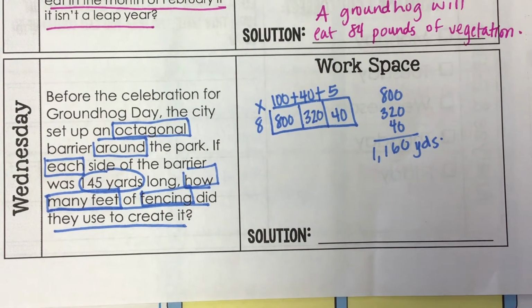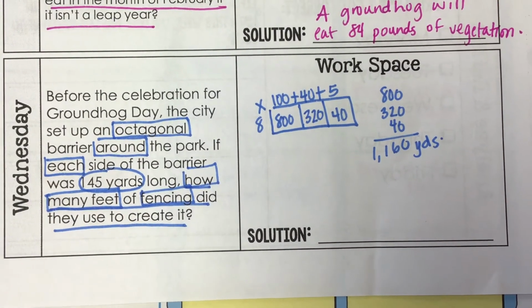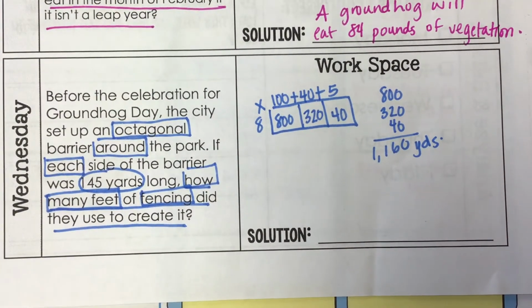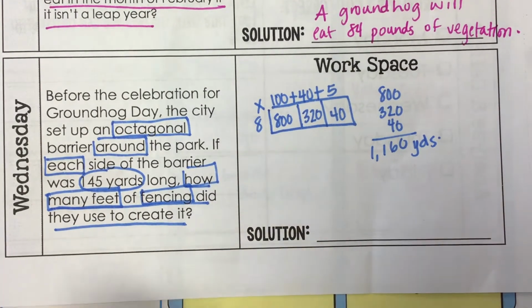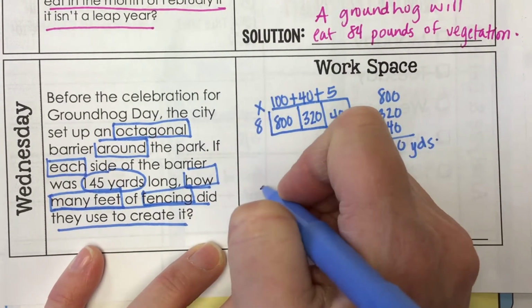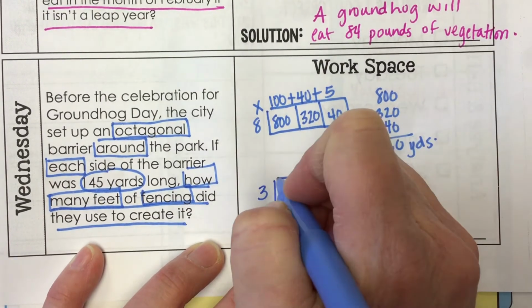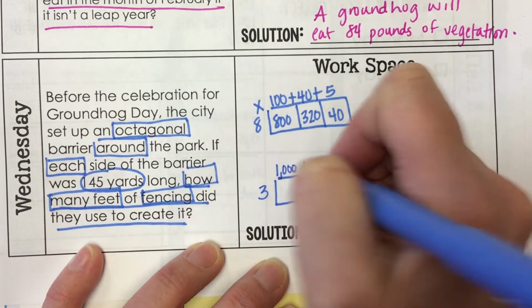Yep, 9. What are we doing each time? What are we doing to determine how many feet are in 10 yards? 30. What did you do? 10 times 3. So if we want to know how many feet are in 1,160 yards, we have to multiply 1,160 times 3. A lot of you divided.